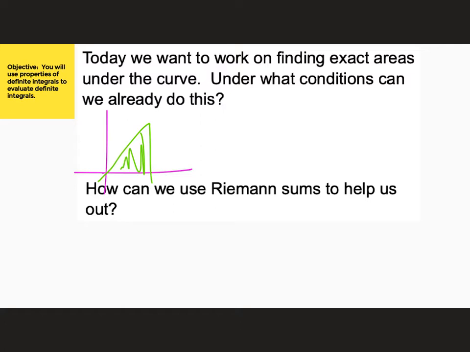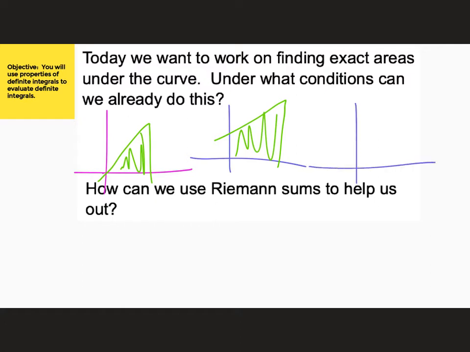If we have a line but it starts a little higher, like this, and we want to find that area, just use geometry. If we have, oh, we're going to get crazy spicy here, you ready? If we have something like this, that's a semicircle, just use geometry. Do you get the point? So if you can use geometry, then you can find the exact area under the curve.